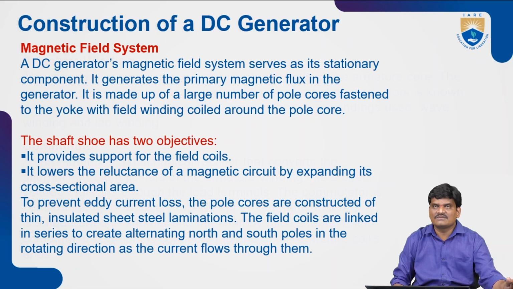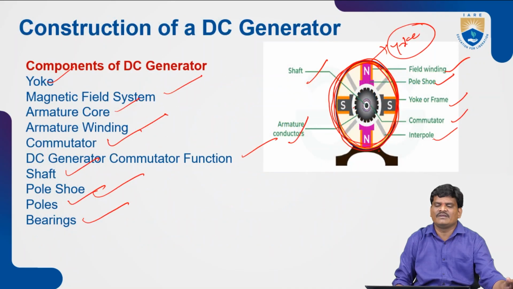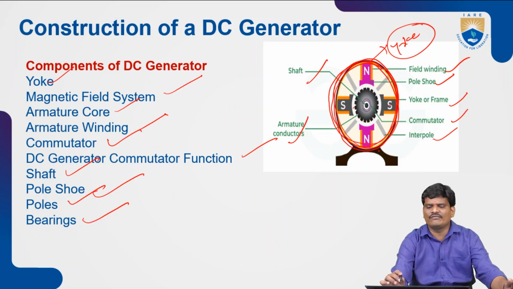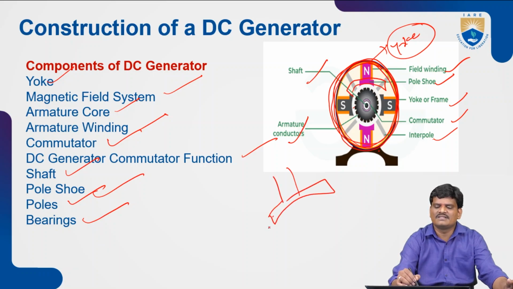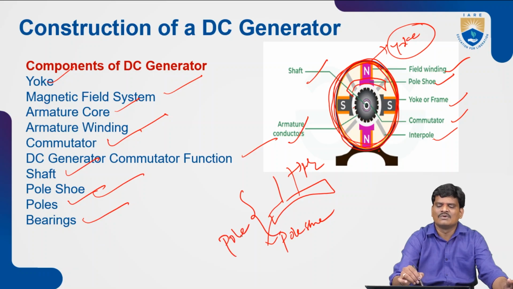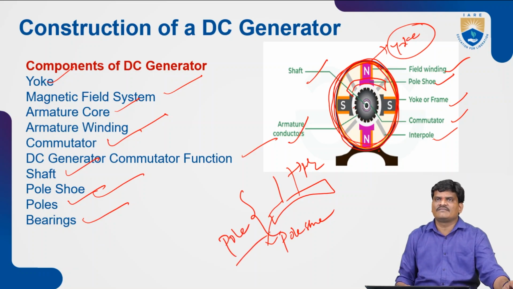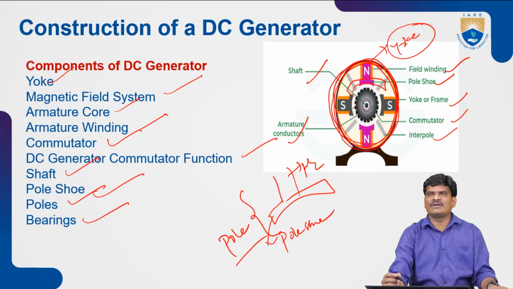How? As we have seen in this construction diagram, there are 4 poles here, where N indicates a north pole and S indicates a south pole. You can see the edge of this particular pole, which is represented in this shape. This is called the pole shoe, and this is called the pole core, and the total is called a pole. So what is the number of poles in this example? There are 4 poles.